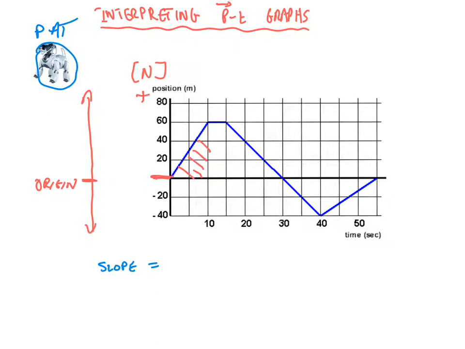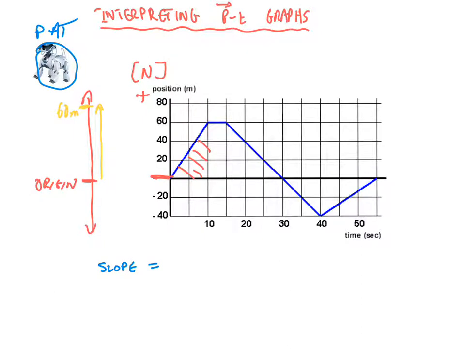Pat is going to be moving along the line, and we can see that Pat has moved 60 meters in 10 seconds. So if we represented this, Pat would be moving up to a point which is 60 meters away from the origin in the positive.